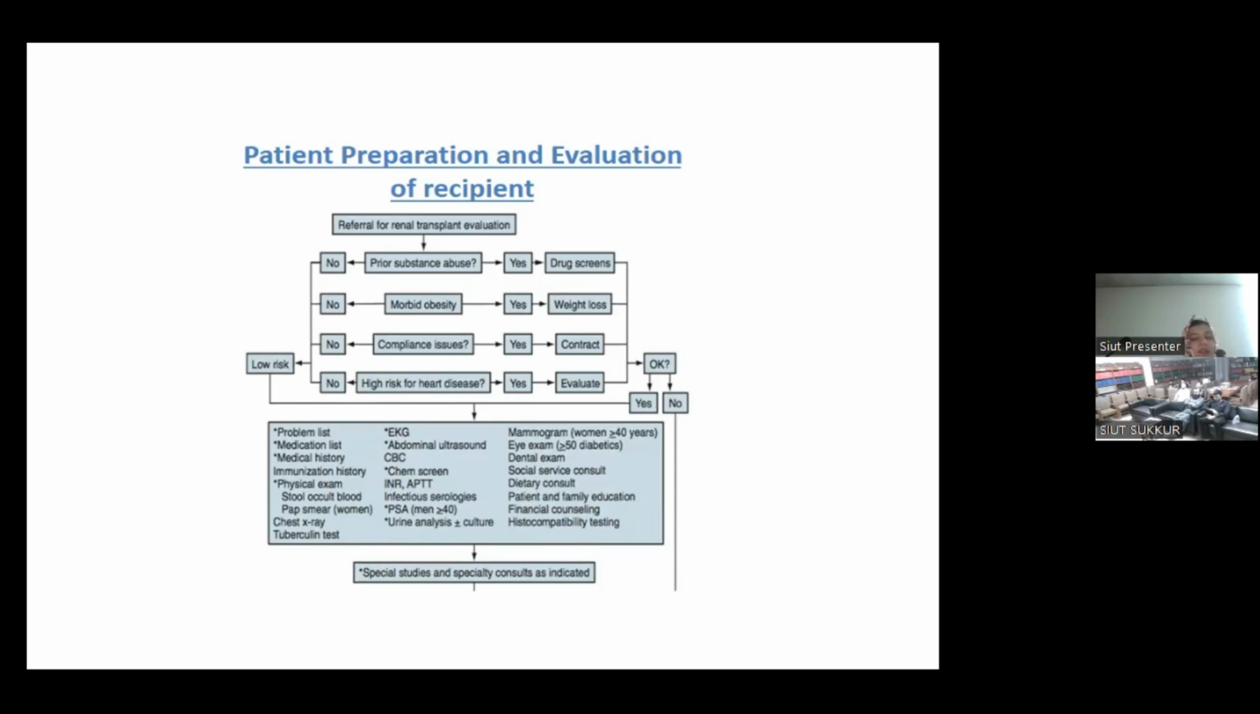Dental examinations. After all these, we should also consult the social service department. We should do a dietary consult. Family should be educated. Patient should be educated. Financial counseling has to be done. In our setup, we provide the medications, but worldwide, the medications that have to be provided after the transplantation are quite expensive. So we have to counsel the patients financially as well, and of course, histocompatibility testing.